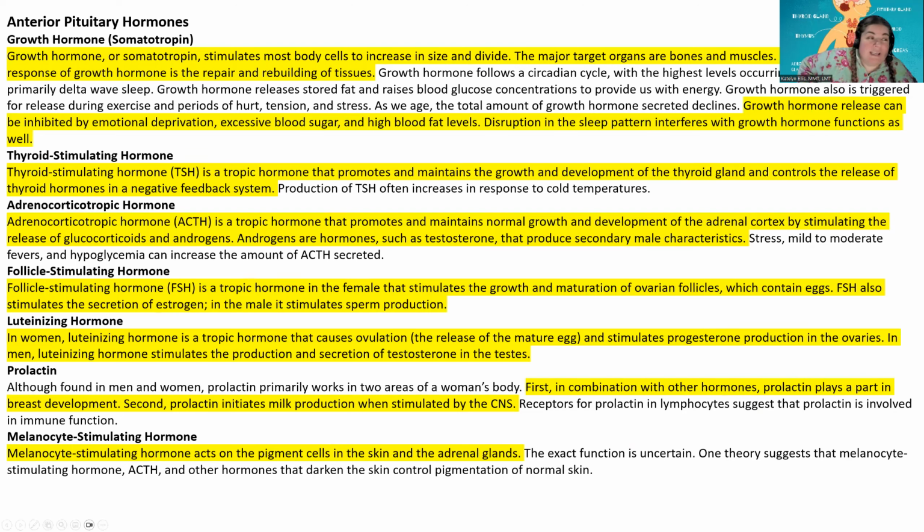Growth hormone release can be inhibited by emotional deprivation. So if you feel really bad, you're having emotional disturbances, growth hormone is affected. If you have excessive blood sugar and high blood fat levels, that also affects the growth hormone levels. Disruption in sleep pattern interferes with growth hormone function as well, because that gets activated while you're sleeping.